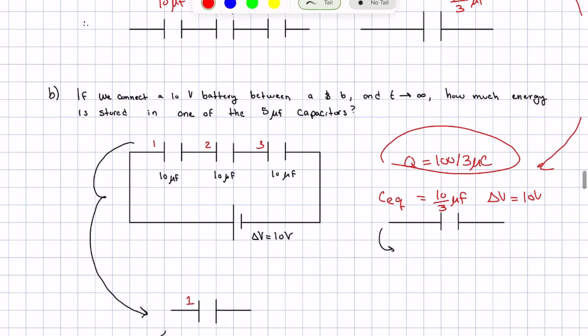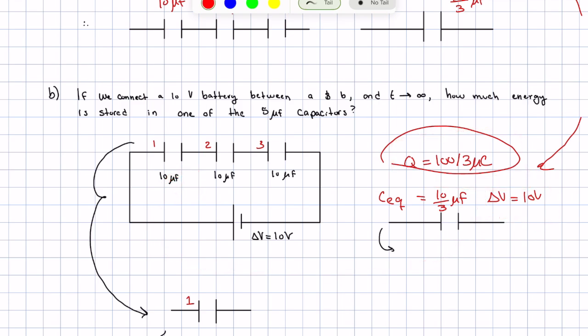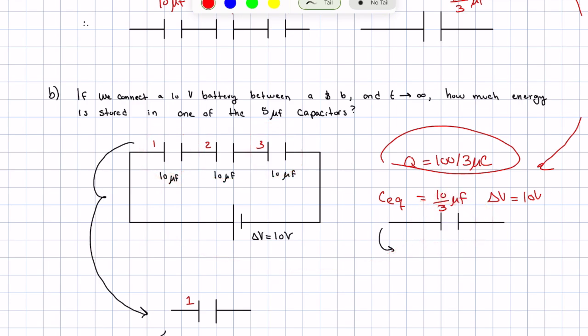Now I have to decide which of these two values, Q or delta V, can I take back with me and apply to any of these capacitors that are in series. The answer is Q. So the charge on this capacitor, the equivalent capacitor, is equal to the charge on this one, or this one. So like all of them have the same charge.